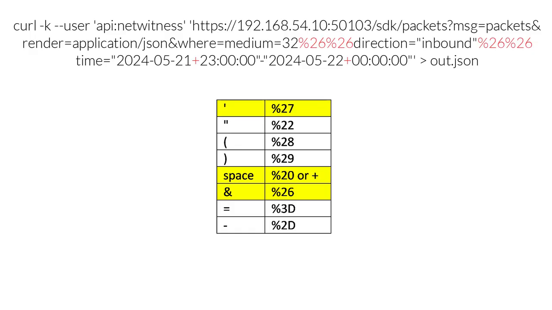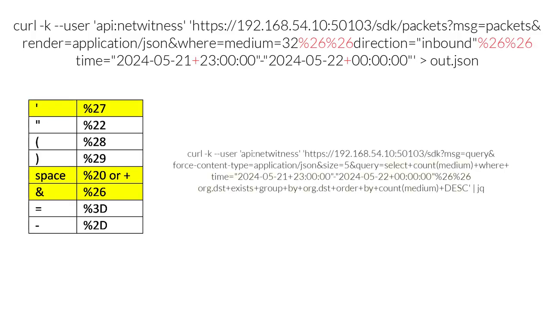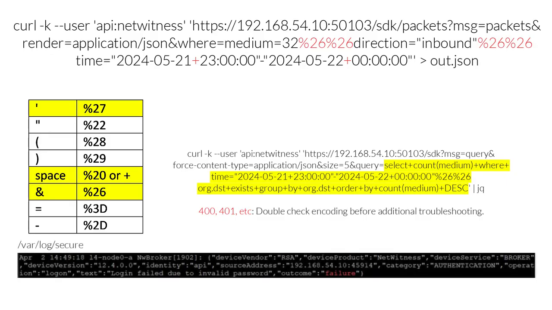Technically, it's best practice to encode all non-alphanumeric characters in the value portion of a parameter. Spaces are mandatory to encode and can be represented by either %20 or a plus sign. But for the purpose of legibility though, spaces, single quotes, and ampersands are primarily what need to be escaped. If you run a command and get a 400, 401, or other error in return, or data that doesn't seem to match your criteria, there may be additional characters that you need to encode or escape. You could also quickly check var log secure to make sure it's not actually an access issue.